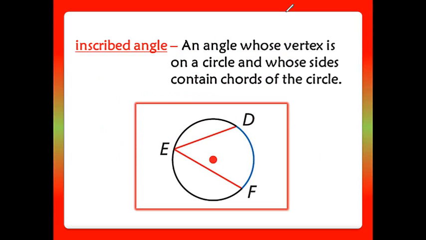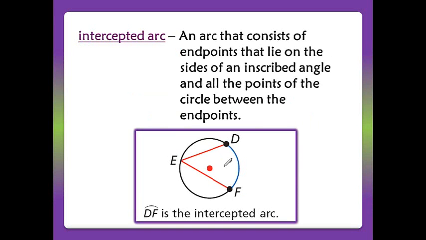The first one is inscribed angle. It's an angle whose vertex is on a circle and whose sides contain chords of the circle. Angle DEF would be an inscribed angle of this circle. Vertex E is on the circle, and ED and EF are the legs of the angle and are chords of this circle.